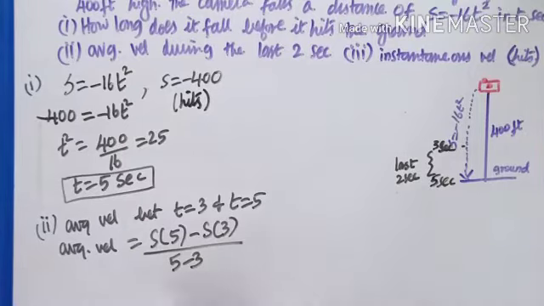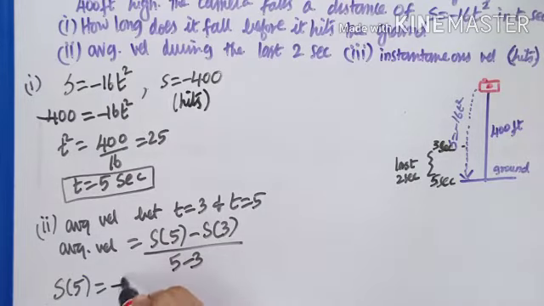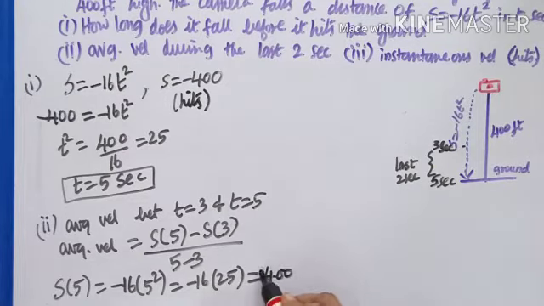Find out s of 5. What is s of 5? Wherever t is coming, I have to put 5. Minus 16, 5 square, or minus 16 into 25, that is 400. What symbol do we get? Minus. Then s of 3: minus 16 into 3 square equals minus 16 into 9, that is minus 144.